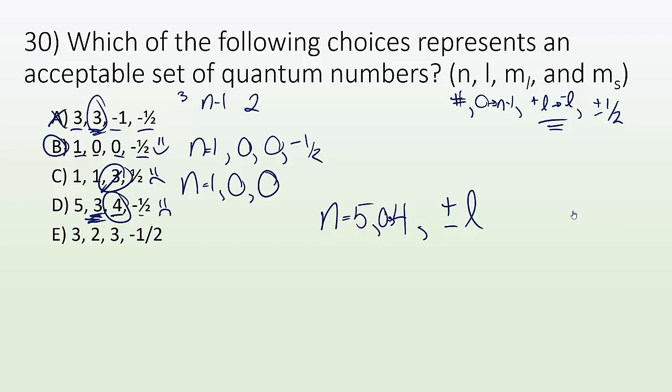So it can't get to 4 because the number before it was 3, so frowny face because of this problem right here. And then E: 3, 2, 3, minus 1/2. Again, same issue as the one before it. If this number is 2, then that number can only go from plus or minus 2, and it's at 3. So error right there, no go. Frowny face. Correct answer, choice B.